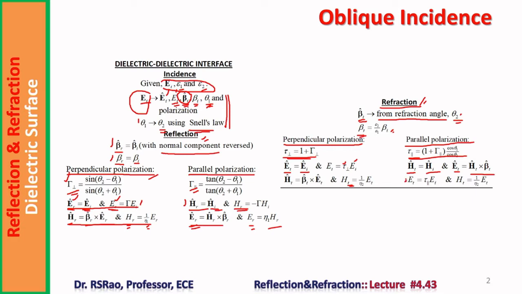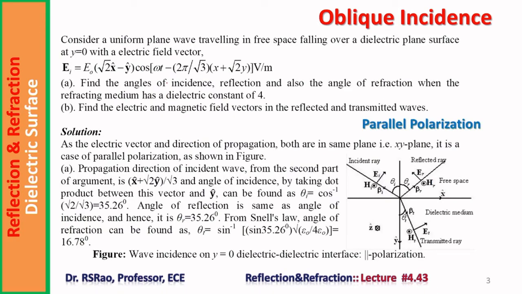The amplitude of the electric field in the transmitted wave is the transmission quotient multiplied by EI, and the amplitude of the magnetic field in the transmitted wave is ET by eta 2. So this is the sequence of steps one has to follow. Note here it involves so many relations, so many aspects pertaining to wave reflection and wave refraction. So all those things are required. Now we go to actual problems.